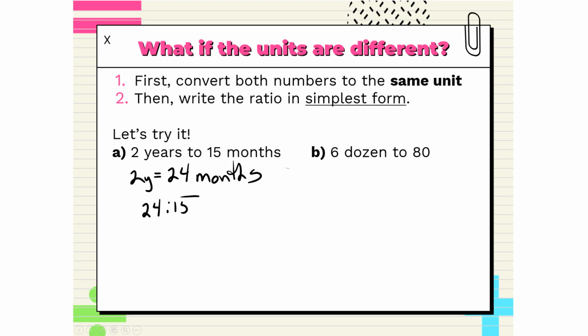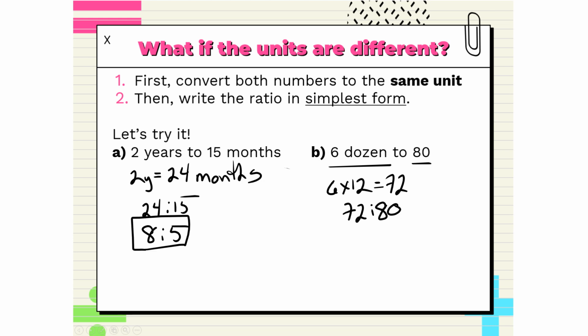The second one, we've got 6 dozen to 80. We need to get the 6 dozen converted into just single units like that one. So we've got 6 times 12, which is equal to 72. And so we've got a ratio of 72 to 80. Now the second part says we need to always reduce them down. So going back to the first one, the 24 to 15, both of those can be divided by 3. 24 divided by 3 gives us 8, and 15 divided by 3 gives us 5. So that's our simplest form.